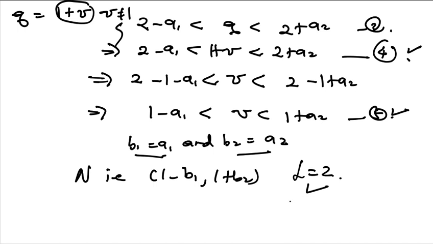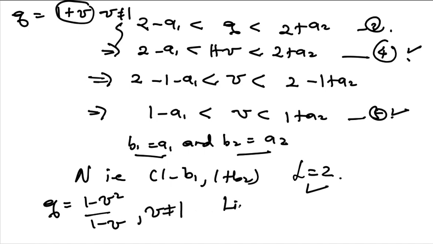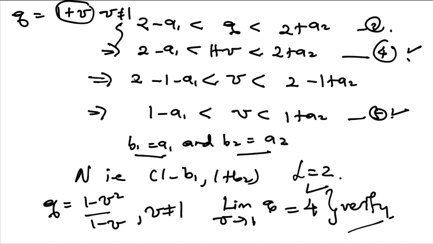Now what I want you to do is try to read the textbook on this. In the textbook, there is another way to do it also, the opposite way. So I want you to read it. Now, you can try this exercise. Given that q equals 1 minus v square over 1 minus v, such that v is not equal to 1, try to check the limit of q as v approaches 1. Can we say that the limit of q as v approaches 1 is 4? Verify it, like the way I did it just now.